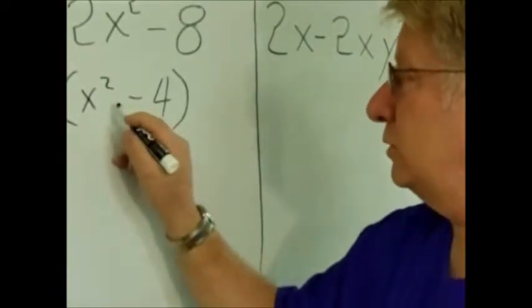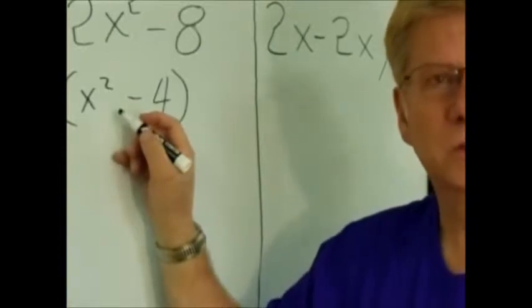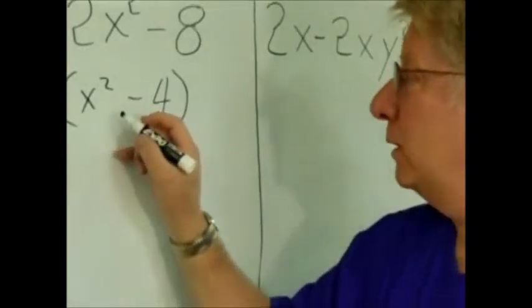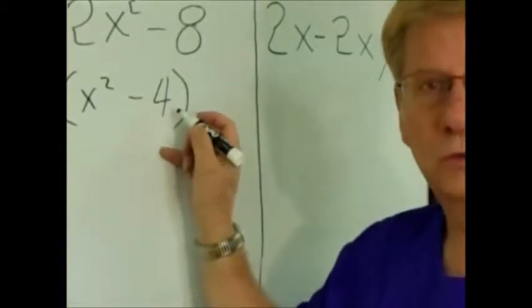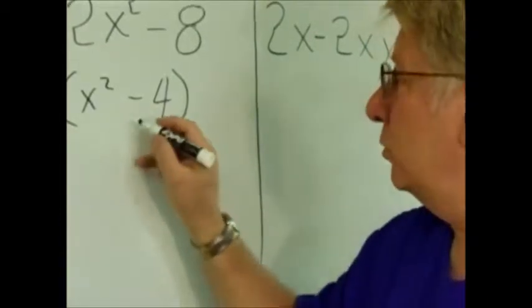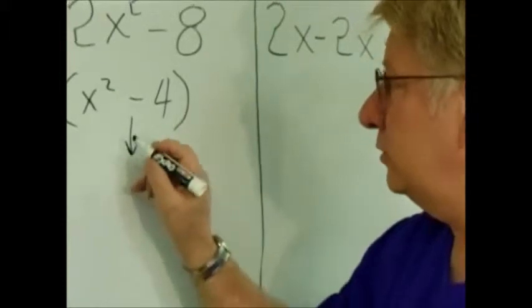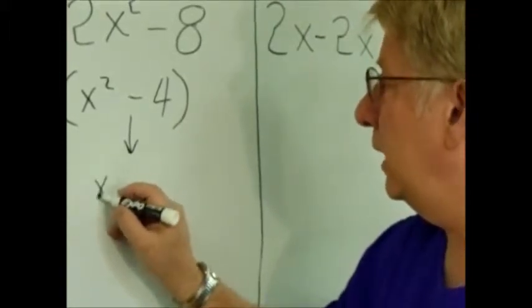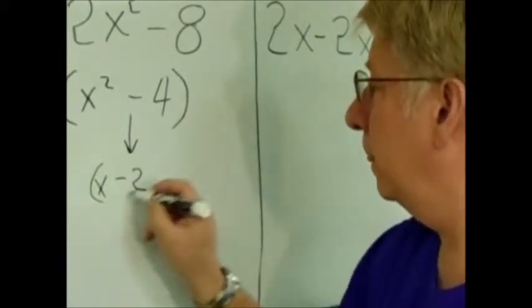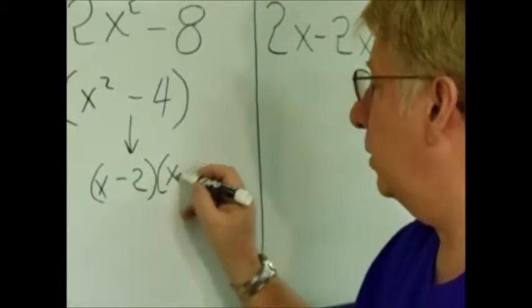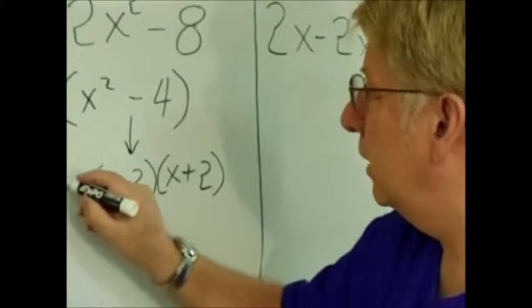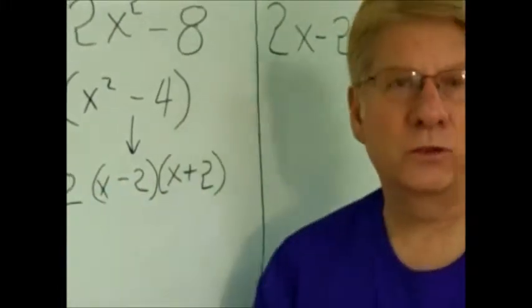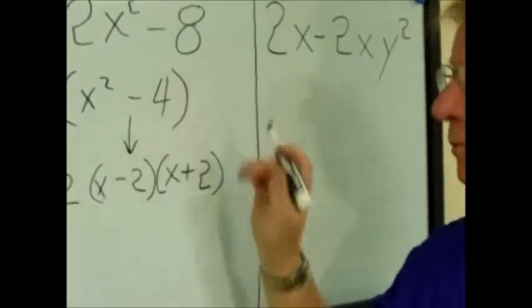Now, if I look at this, this is the difference of two squares, another special case. X squared is x times x, and 4 is 2 times 2. So for this special case, to factor it, we just do the x minus 2 times the x plus 2. And we carry the greatest common factor down. So that's our solution for this expression.